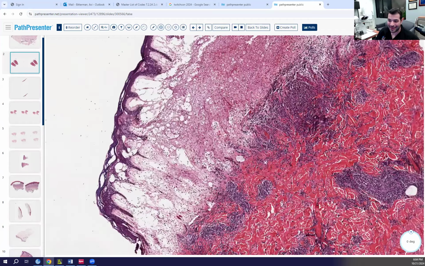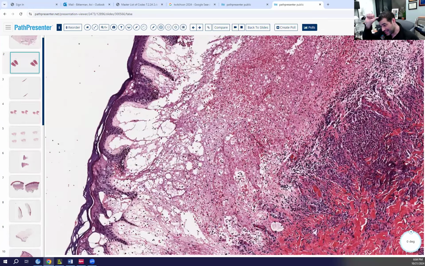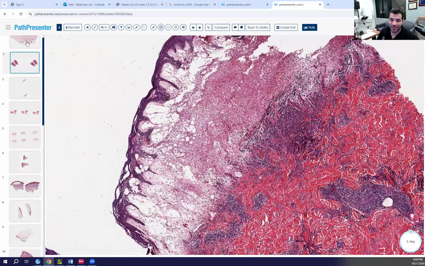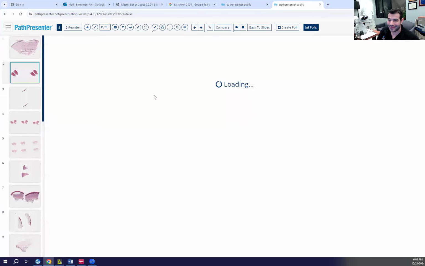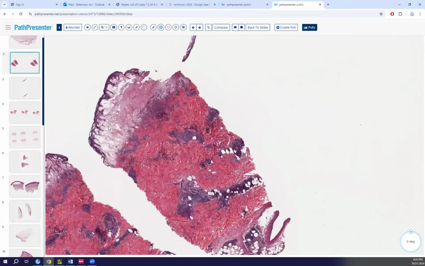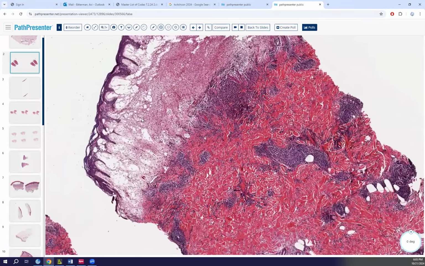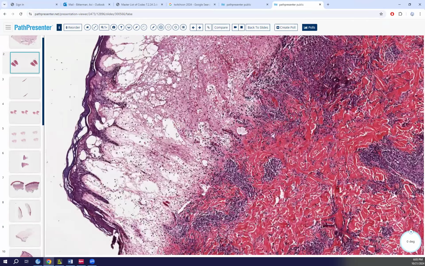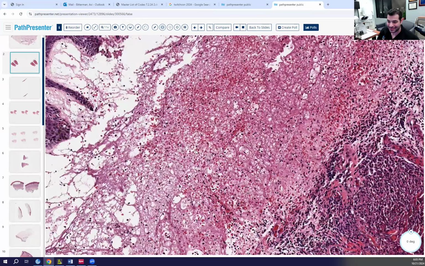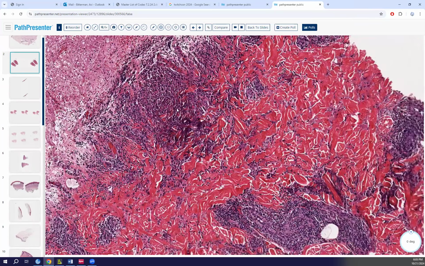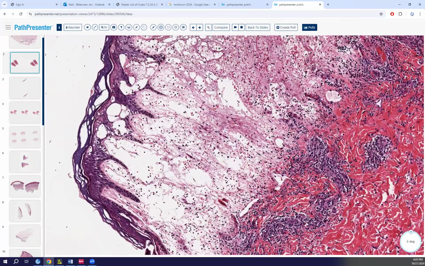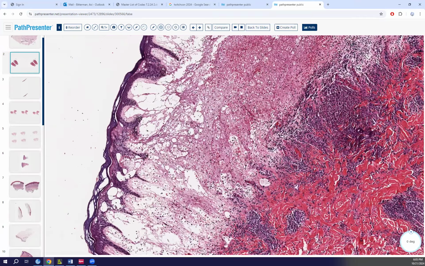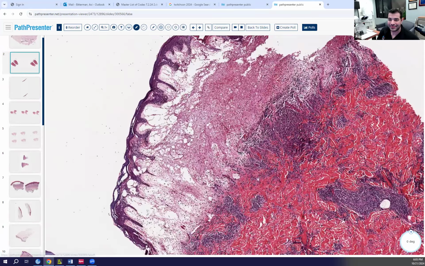All right. What's different about this split from the previous split? This one looks almost like it's more inflammatory. Yeah, there's a lot more inflammation everywhere, and a lot more infiltrate, especially deep down in the dermis too. What's this, all this stuff?